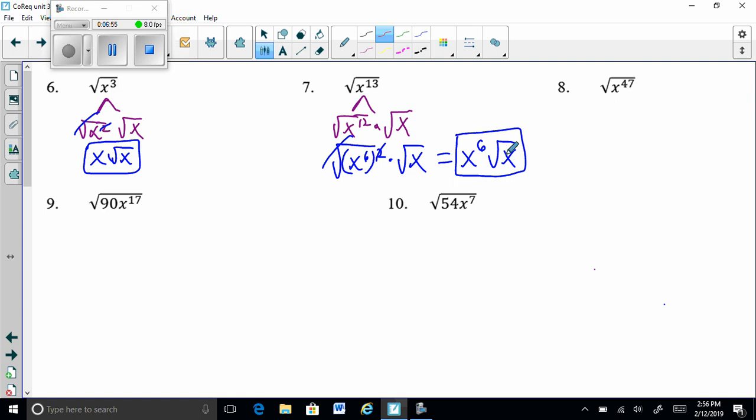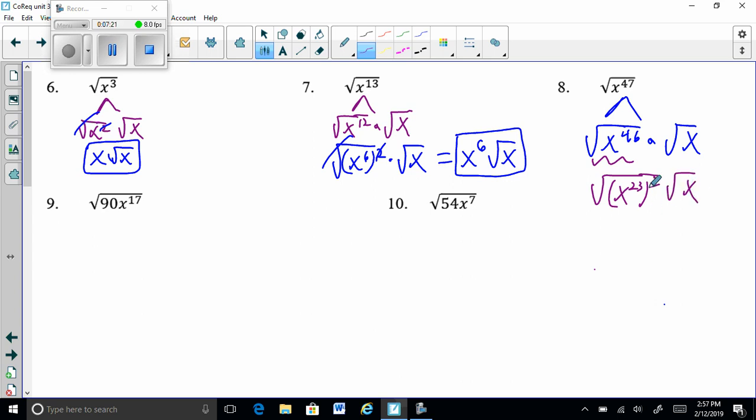You can see the numbers are going to start getting higher, but the approach isn't really going to change. We can break this up into the square root of x to the 46th power times the square root of x. If you want to, you can manipulate this into x to the 23rd power squared. Like I said, this is an extra step; if you can get to your answer right away, that's fine too. So this cancels with this, and we're left with x to the 23rd times the square root of x. That would be our answer right there.